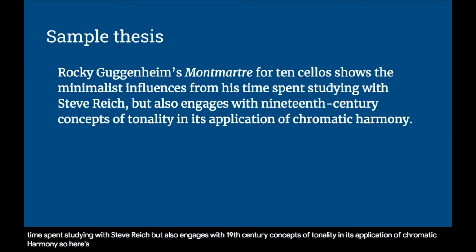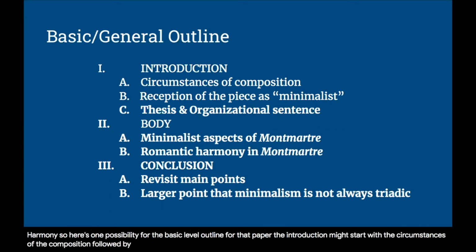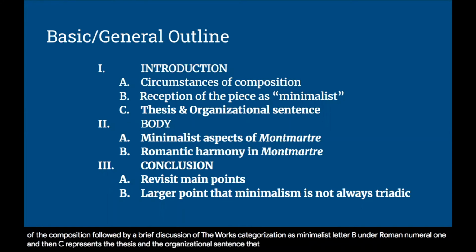So here's one possibility for the basic level outline for that paper. The introduction might start with the circumstances of the composition, followed by a brief discussion of the work's categorization as minimalist, letter B under Roman numeral 1. And then C represents the thesis and the organizational sentence that you might place near the end of the introduction.